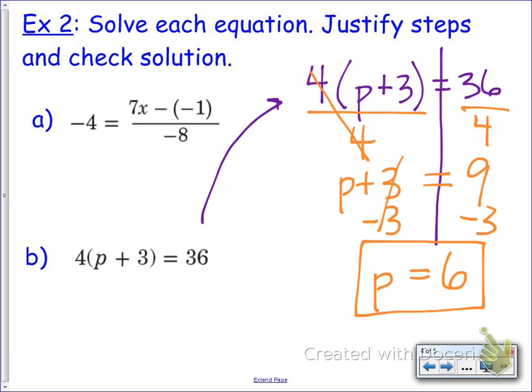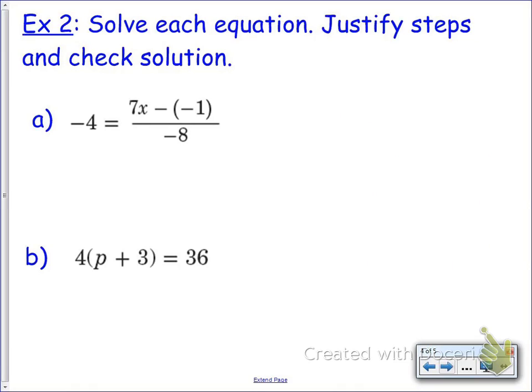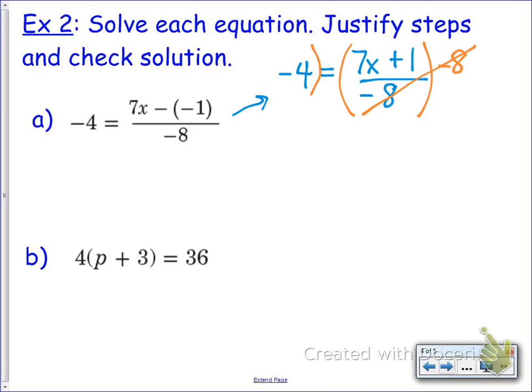Now let's try the other example. And on this one, you want to make sure you simplify first. So you have 7x minus negative 1. You're probably going to want to rewrite that. So if we rewrite that, we're going to get negative 4 equals 7x plus 1 over negative 8. So the first thing that I would undo is, well, first ask yourself what's happening to the variable. So the variable is being times by 7, then added by 1, then divided by negative 8.